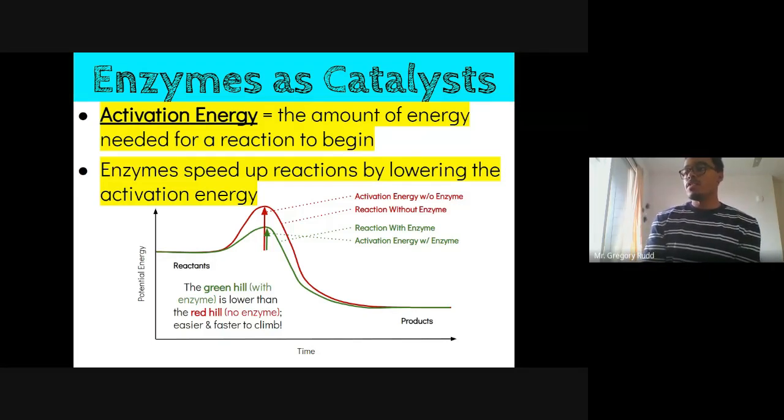So I'm leaving this up in case you all are drawing this graph, but definitely make sure you have written down what's highlighted in yellow. Enzymes speed up reactions by lowering activation energy.